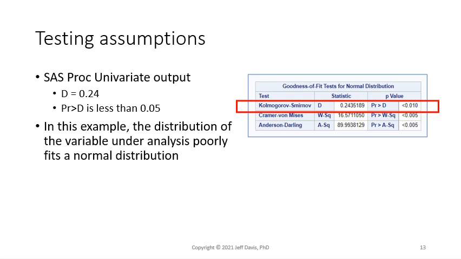So here, again, this is a sample where the data is a very poor fit to a perfect normal curve. The Kolmogorov-Smirnov test statistic is 0.24. So that puts quite a bit of distance between what a perfect normal curve looks like and what your data looks like.